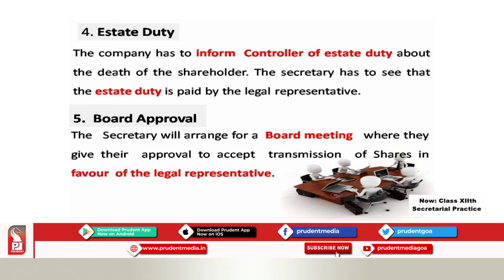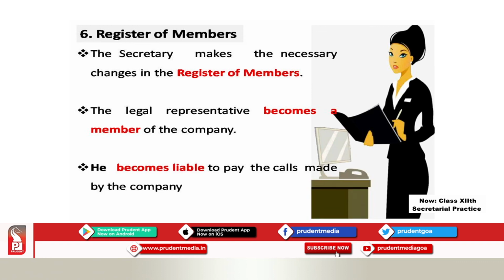The first point. The secretary makes the changes, as I told you, in the register of members. The legal representative becomes a member of the company. So, the person who is dead, the shareholder, will be noted as dead, and whoever is the legal representative, his name will be entered in the register of members as a member of the company.